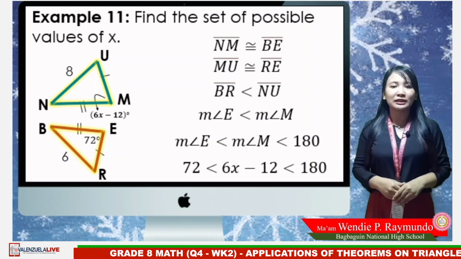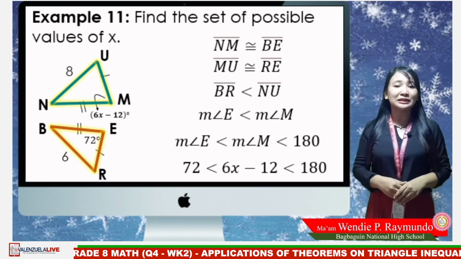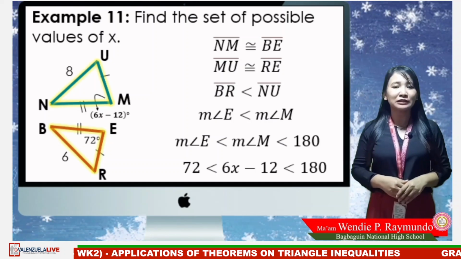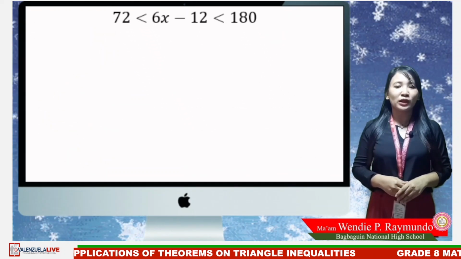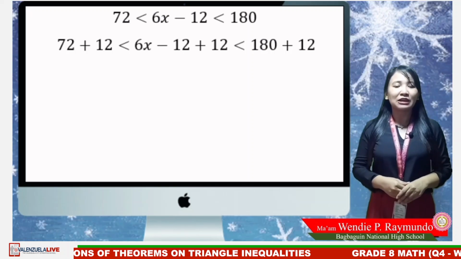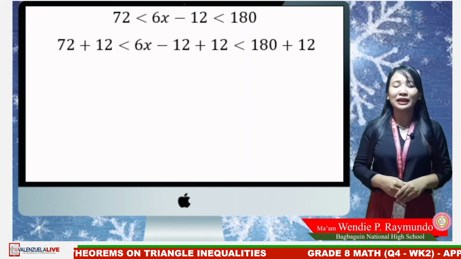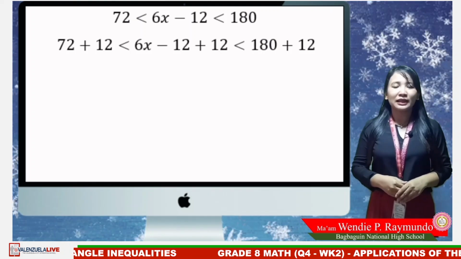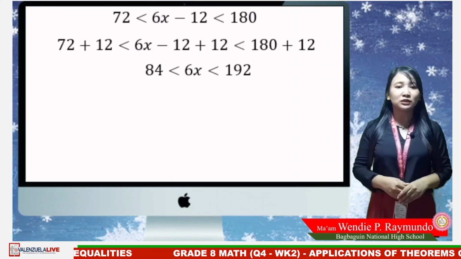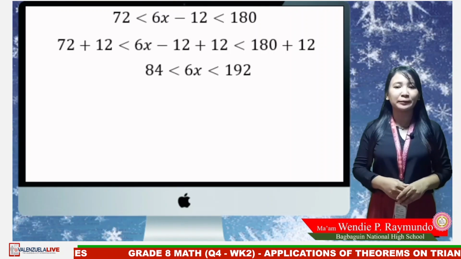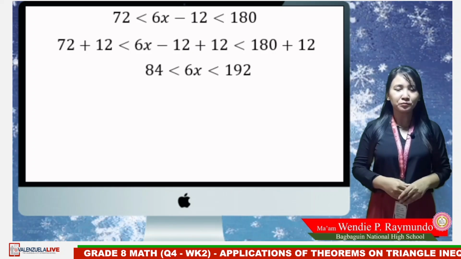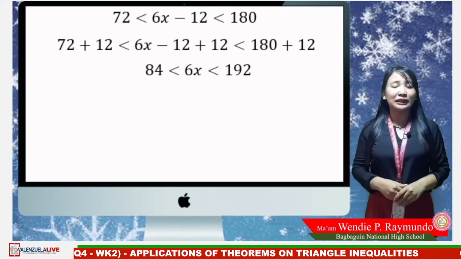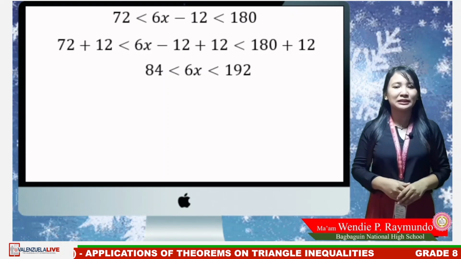Substitute: 6x minus 12 is greater than 72 but less than 180. Applying the addition property of inequality, we have 6x minus 12 plus 12 is greater than 72 plus 12 but less than 180 plus 12. Simplify. 6x is greater than 84 but less than 192. In order to solve for x, we will apply the division property of inequality. So we will divide both sides by 6.